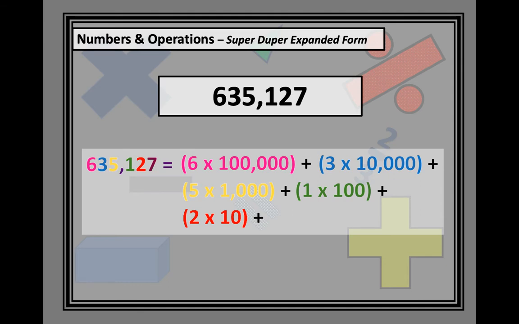And then the 7 in the ones place we can just express with 7 times 1. So remember, for super duper expanded form, inside your parentheses, you're showing the value of each digit by multiplying the digit by the place that it's in, and then you're adding those values back together.